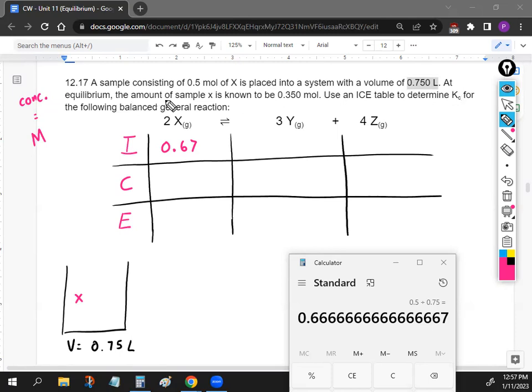At equilibrium, the amount of sample X is known to be 0.35 moles. So what that's telling us is that as this compound sits in the container, it'll go to equilibrium, and at equilibrium, the equilibrium concentration will be 0.47. Okay, 0.47.